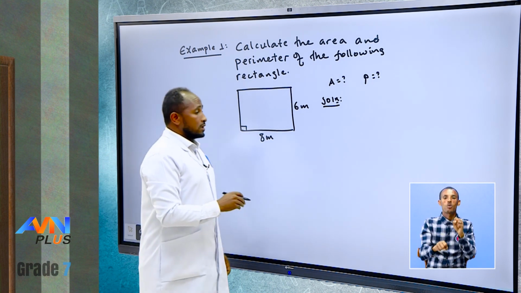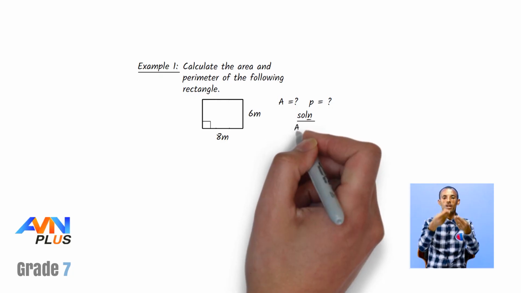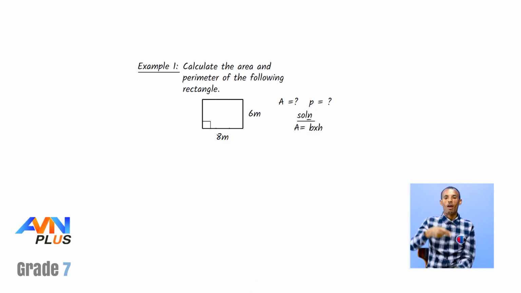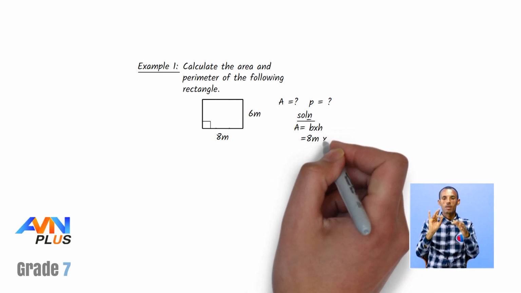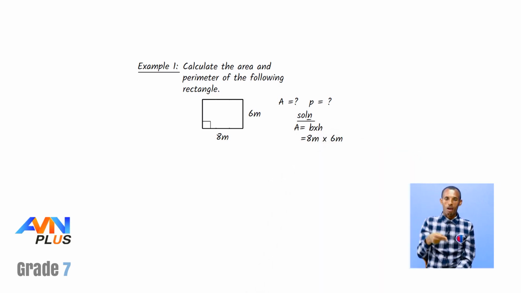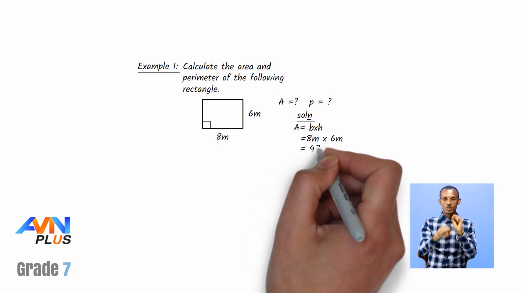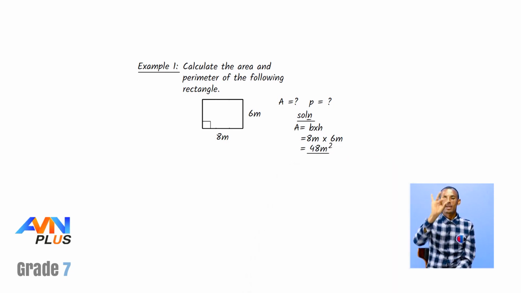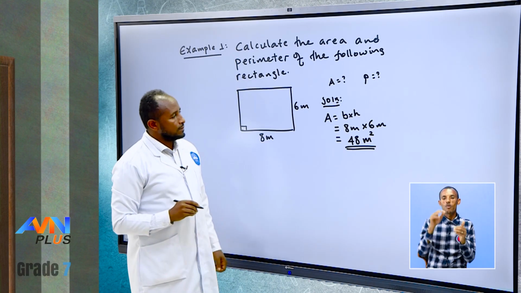So the area of a rectangle is given by this formula. Simply you multiply base and height. Therefore this is equal to the base, 8 meter, times the height, 6 meter. So the product gives you 8 times 6, it is 48, meter times meter is square meter. Therefore the area of this rectangle is 48 square meter.